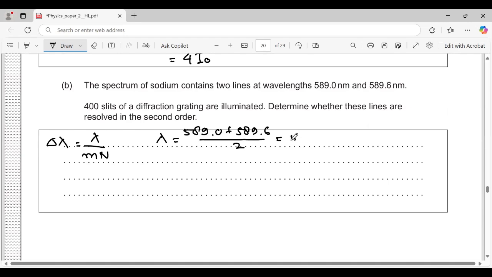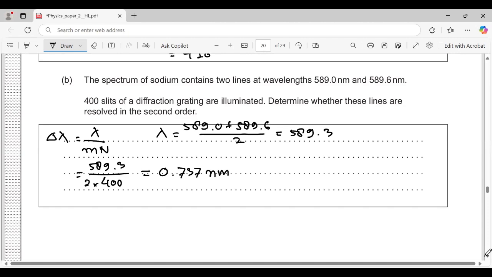So this is 589.3. Substitute into this equation: 589.3 divided by m equals 2 and N is 400, so 2 times 400. If you calculate, the result is 0.737 nanometers. Wow. Next, continue.